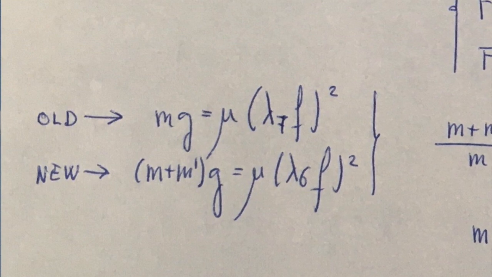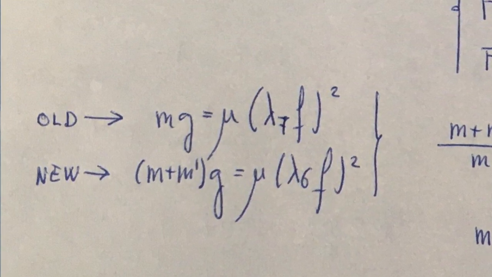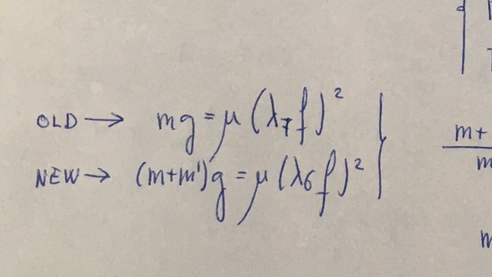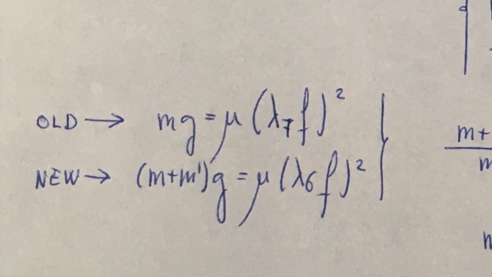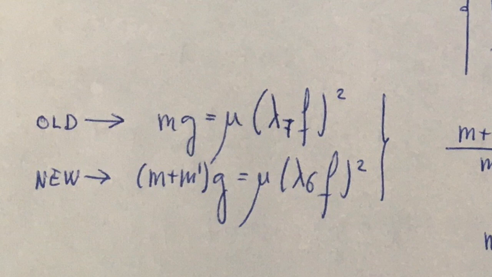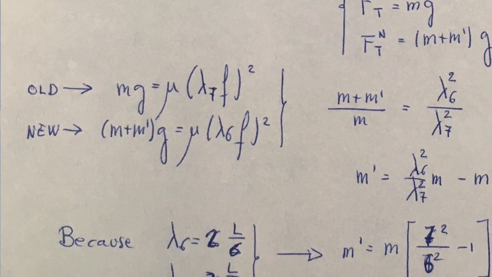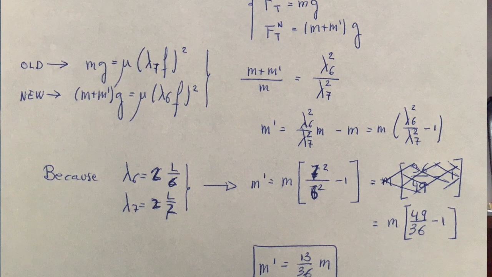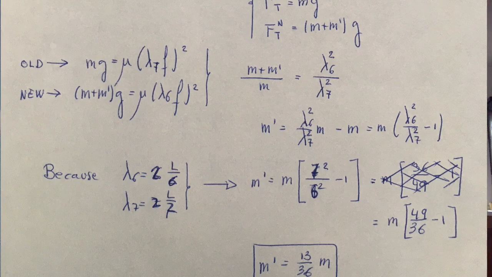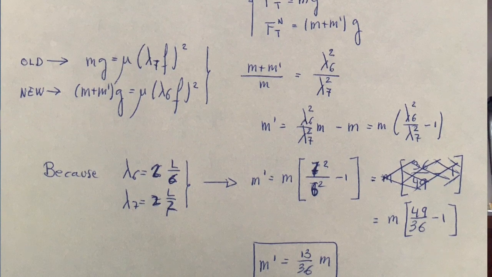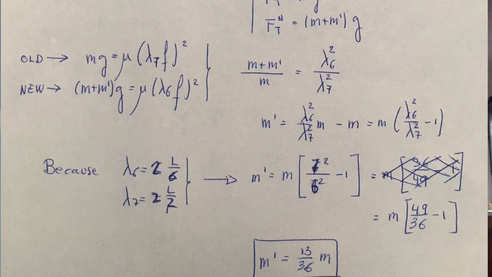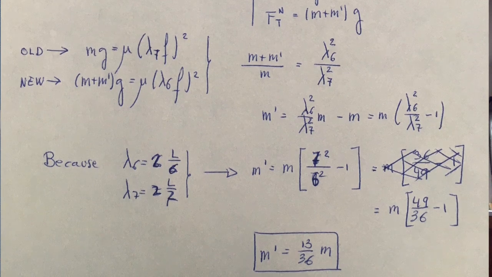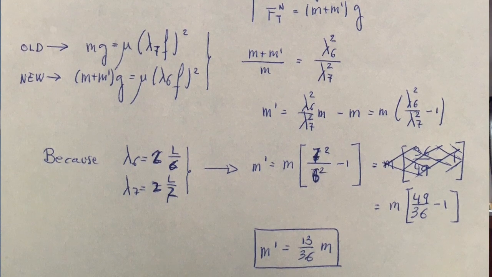lambda 7 squared f squared, and m plus m prime times g is equal to mu times the wavelength of the sixth harmonic times frequency, everything squared. So we divide one by the other and we get that m plus m prime divided by m is equal to lambda 6 squared over lambda 7 squared. We solve for the mass prime, that is what we're looking for. M prime is the ratio lambda 6 squared over lambda 7 squared times the mass, minus the mass. Then we factor out this mass, so it's mass times parentheses lambda 6 squared over lambda 7 squared minus 1.